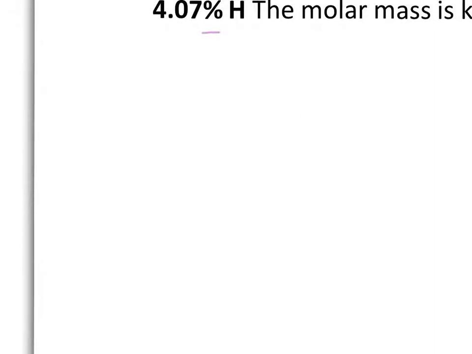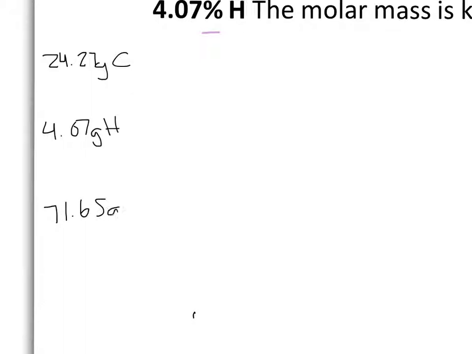And so it tells you that you have a total of 24.27, and again it says percent, but we're just going to drop it, change it to grams, of carbon. It tells you that you've got 4.07 grams of hydrogen, and then finally you've got 71.65 grams of chlorine.